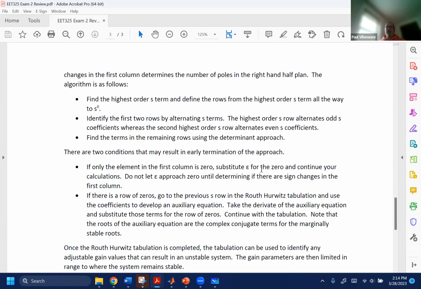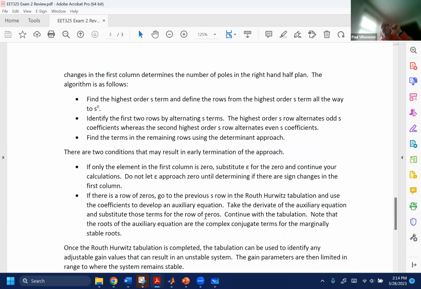So we substitute our value of E, continue with our work, and then we check to see if that value approaches 0. Do we get any changes? If we have an entire row of zeros, and that's always going to happen on an odd row, so the S to the first, S cubed, et cetera, then we have to write the auxiliary equation. That auxiliary equation is when we move up one row.